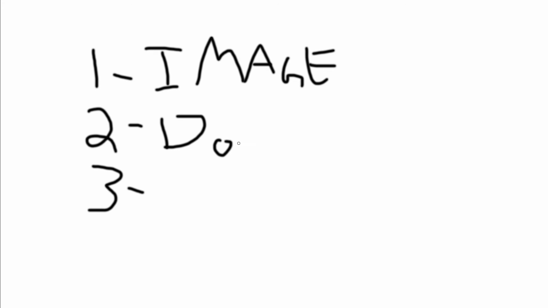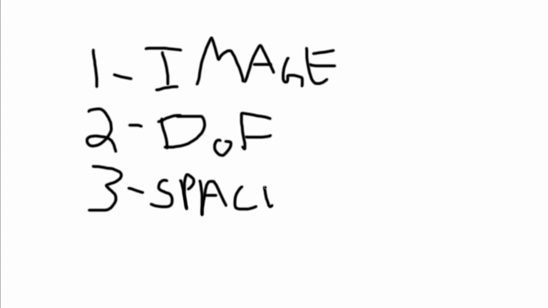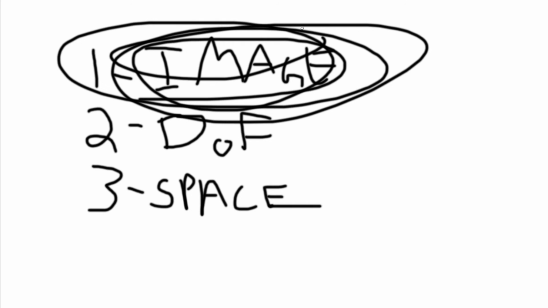Depth of field. As you increase or decrease focal length, you're changing your depth of field, either making it more shallow or deeper. And lastly, space. You are flattening space. You're kind of killing depth perception by changing your focal length. Let's talk about each one of these. First of all, image.